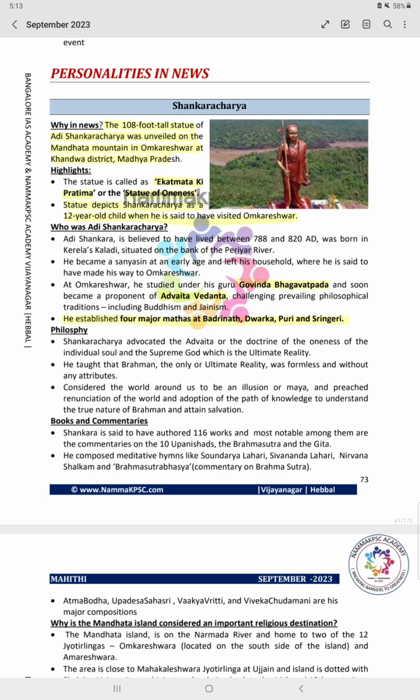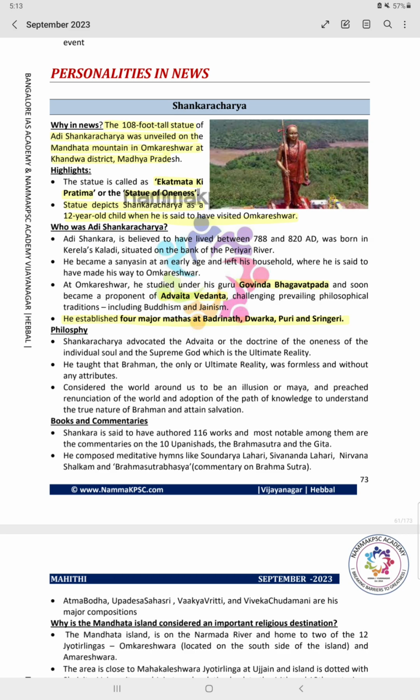So some basic facts about Adi Shankaracharya: he was a proponent of the philosophy of Advaita Vedanta. Advaita means non-dualism. Non-dualism Vedanta means he said that only one thing is there. So they had mentioned Ekatma ki Pratima. Only one thing is there, that is Aham Brahmasmi, something like that.